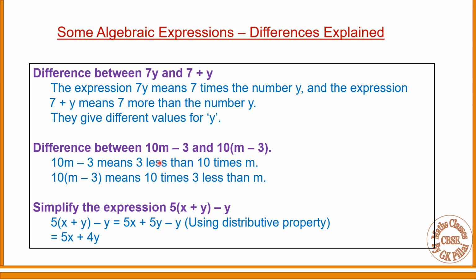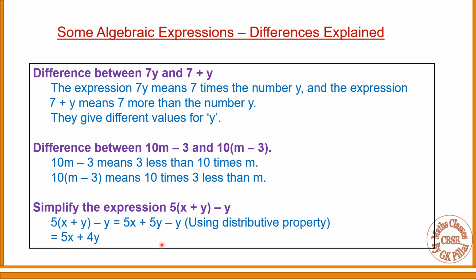Another one, 10m minus 3 and 10 into m minus 3. 10m minus 3 means 3 less than 10 times m. 10 into m minus 3 means 10 times 3 less than m. M minus 3 means 3 less than m, and 10 is outside the bracket, so it will be 10 times this. Whatever you simplify and get m minus 3, that multiplied by 10.